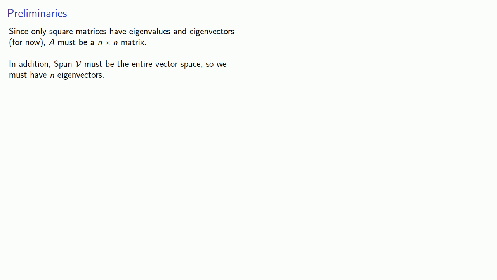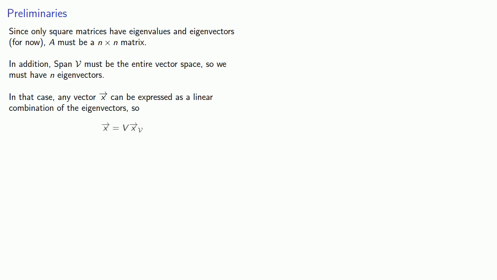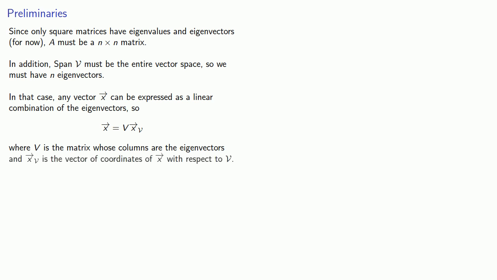But if that happens, any vector x can be expressed as a linear combination of the eigenvectors, which means that x can be written as V times x_V, where V is the matrix whose columns are the eigenvectors, and x_V is the vector of coordinates of x with respect to our set of eigenvectors. And consequently, V inverse acting on our vector x should give us this set of coordinates.